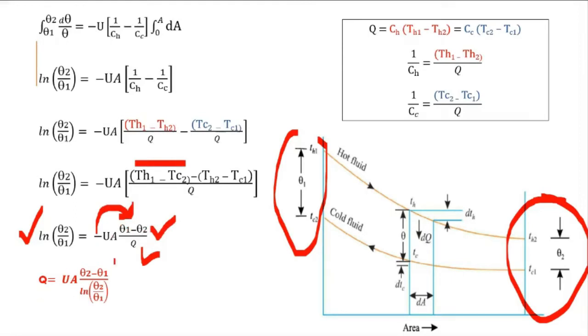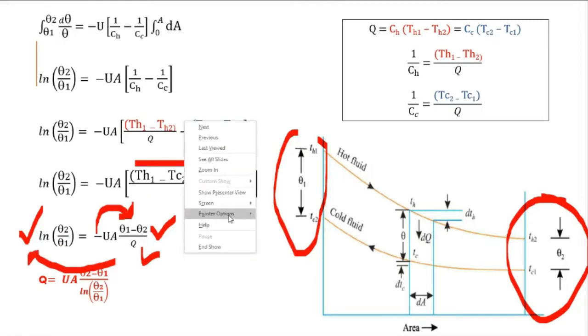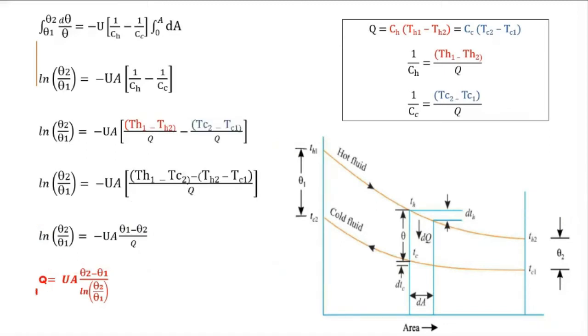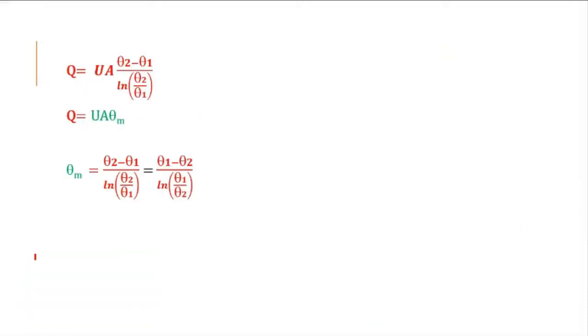Rearrange the equation, bring Q on this side, bring ln theta 2 by theta 1 to the denominator, and we get capital Q, the rate of heat transfer, equal to UA times theta 2 minus theta 1 divided by ln theta 2 by theta 1. Is this part clear? Any doubt? Yes, we are getting the same equation as last time, right? We are getting the same expression as we got in the previous case, but theta is different.